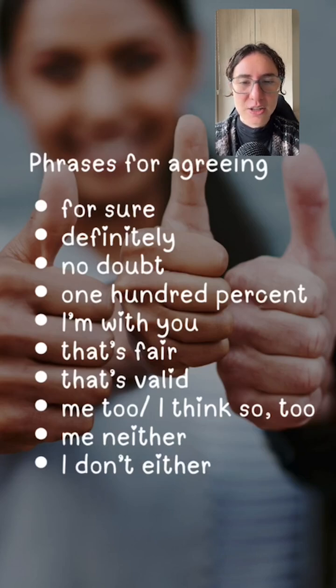Certainly. And notice that I don't say certainly, certainly, certainly. Instead, I kind of skip the middle syllable with the T and just elongate the N. Certainly. 100%. Yeah, 100%.